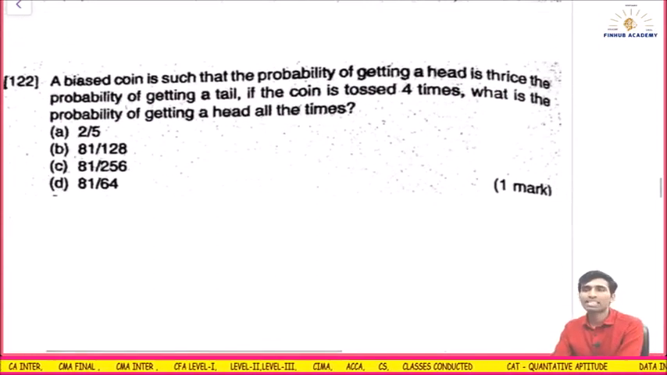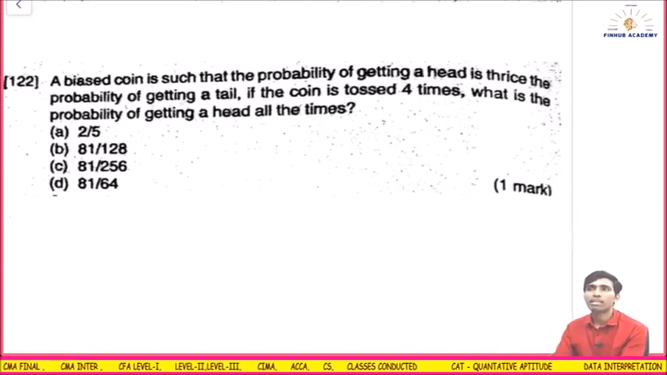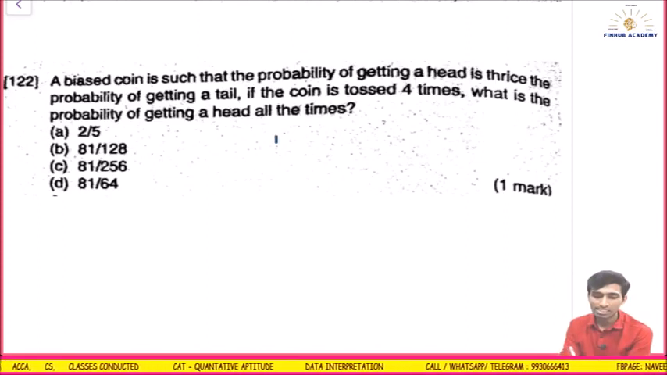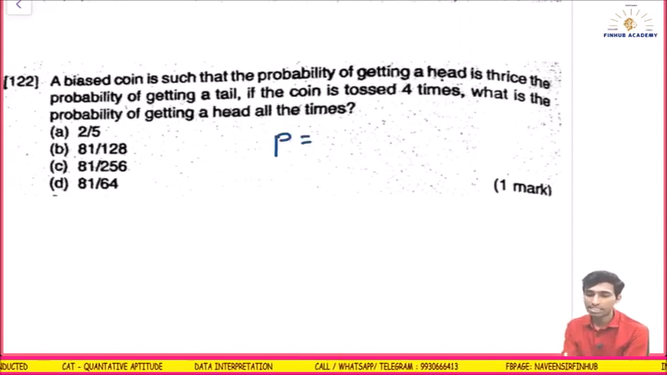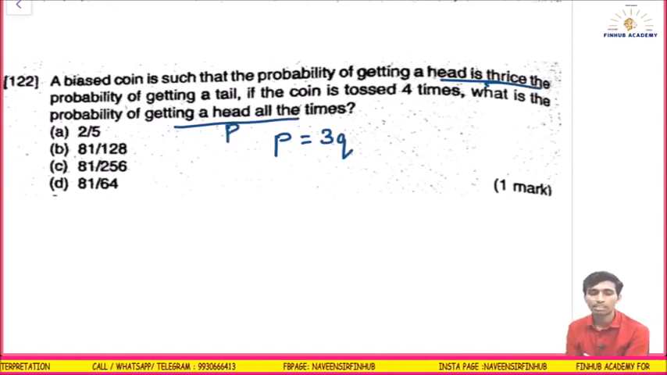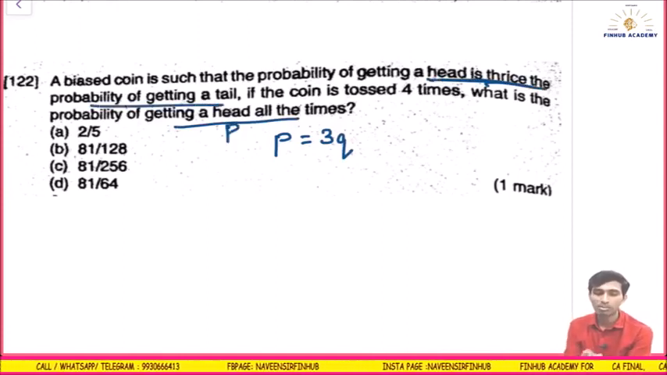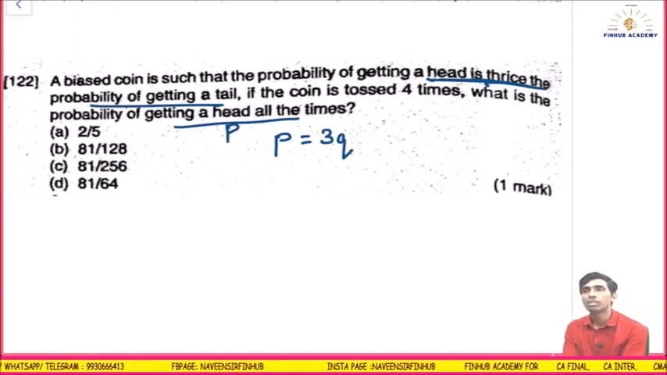A biased coin is such that, okay, biased coin, it is not unbiased, the probability of getting head is thrice the probability of tail. If the coin is tossed 4 times, what is the probability of getting a head all the time? See, what is the success? Getting a head. It is biased, so it is not half. Let's say the probability of success is thrice the probability of failure. Tail means failure. Because I want head now, so this is my success P. So probability of getting head is thrice the probability of tail. Tail means failure, so P is equal to 3Q.